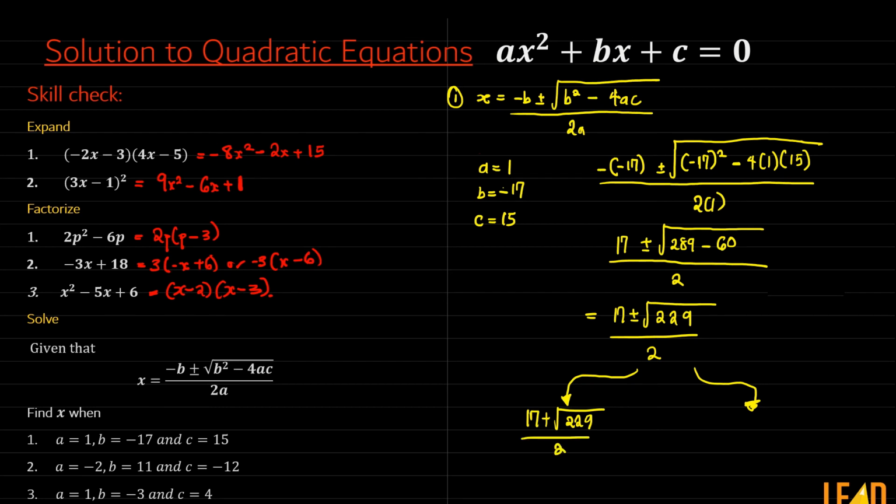Very quickly, pulling up my calculator, I have 17 plus the square root of 229, close the brackets, divided by 2. Okay, so I have 16.07 on this side. So this means plus or minus, right? So the other solution is 17 minus the square root of 229 over 2, right? So I'm just going to do that now, and I have 0.93. So the solutions to this are 16.07 or 0.93.